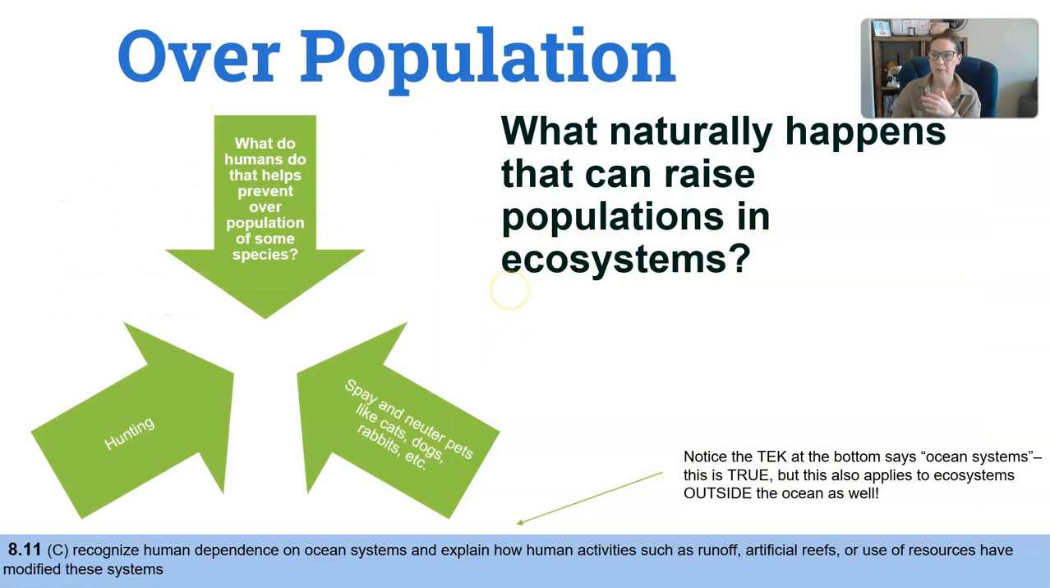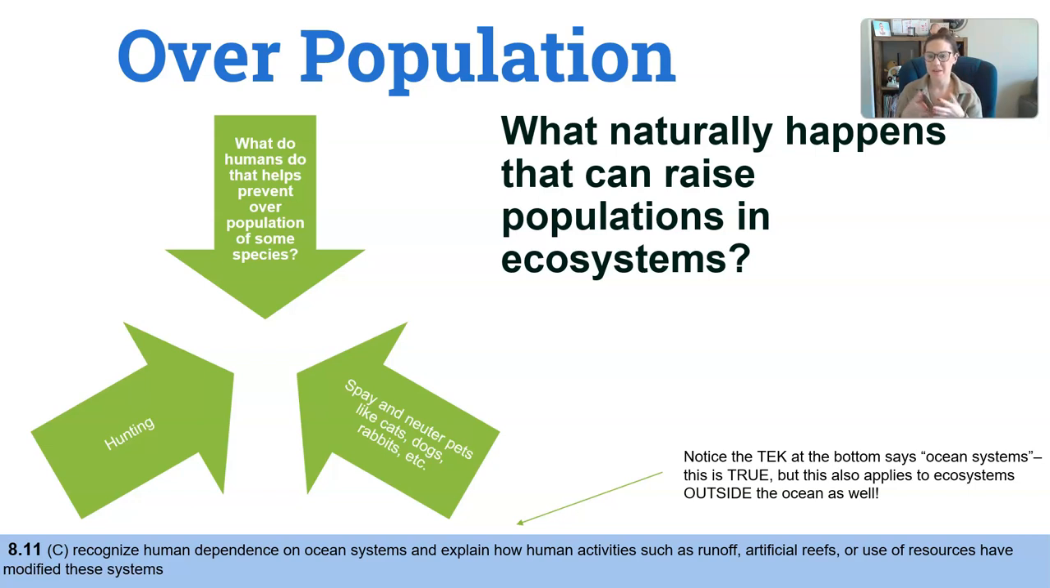So remember that overpopulation can be a problem. Remember from your 7th grade year that everything must stay in balance. We don't want an overpopulation. We don't want an underpopulation. There's a very delicate balance that we must reach. Okay, so in overpopulation, what naturally happens that can raise a population? Well, if the predators die off, then the prey items are naturally going to have a rise in their population, and sometimes that can teeter the balance there.